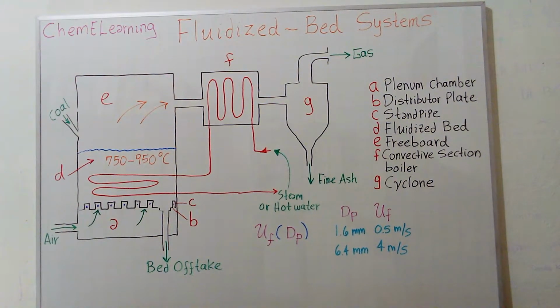One of the major advantages of the fluidized bed combustor is the possibility of removing sulfur dioxide. Usually the coal carries sulfur, and during combustion, by adding limestone or dolomite to the fluidized bed over here, the sulfur is retained as calcium sulfate, which can be removed with the ash. They can be removed over here or in the fine ash over here.